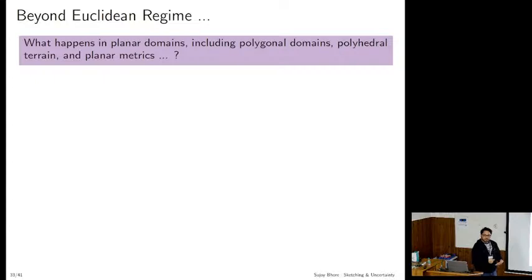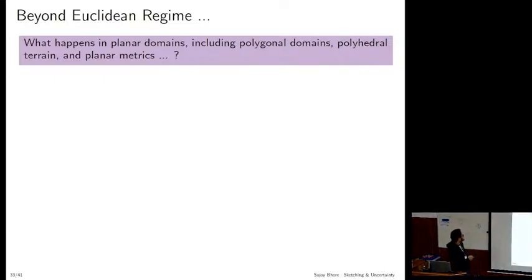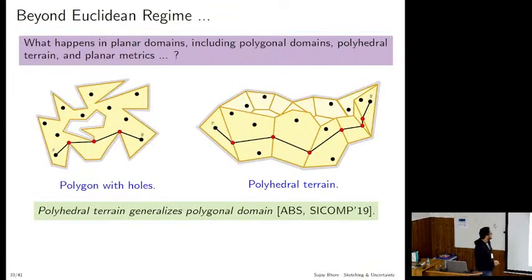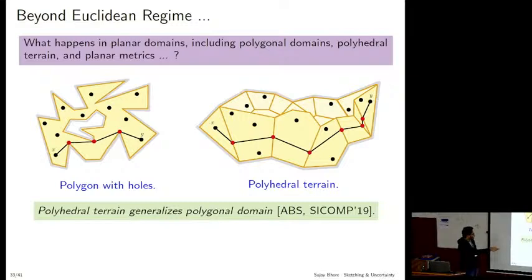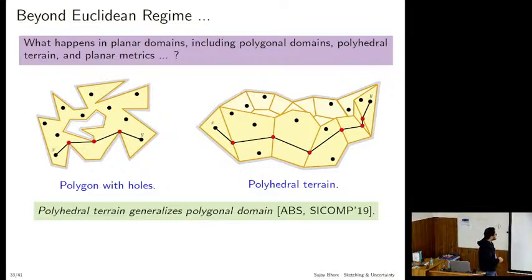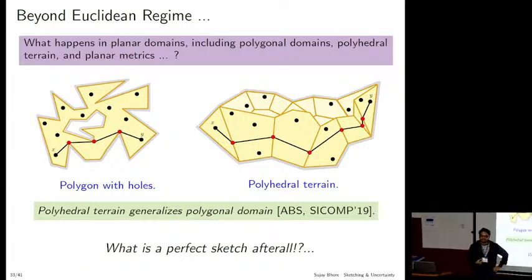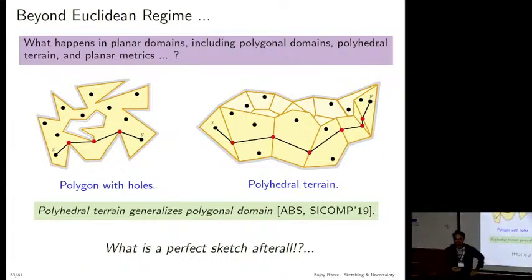We looked also beyond the Euclidean regime. So the question is what happens to planar domains, including polygonal domains, polyhedral terrain, or planar metrics. So polygons with holes, polyhedral terrain, due to applications in robotics and many other fields. So one observation is that polyhedral terrain generalizes polygonal domain. And then you ask this rhetorical question, what is a perfect sketch after all?